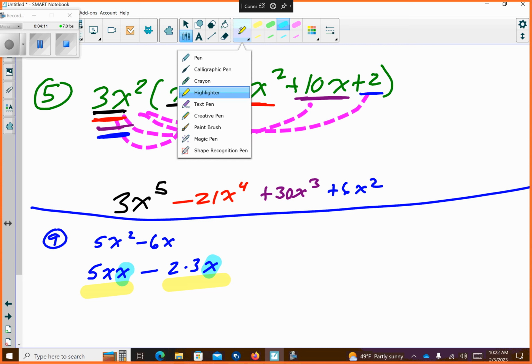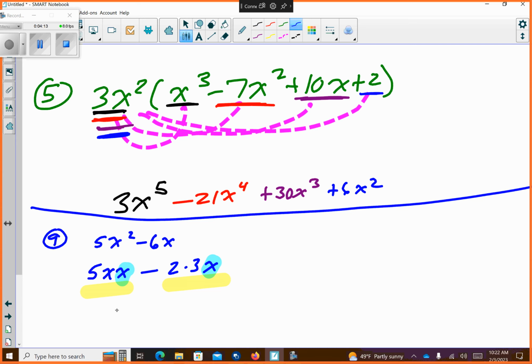That is what I can factor out. That's all I can factor out. So x comes out front. And then what do I have left here? 5x. What should I not forget to put? A minus sign. And what do I have left here if I factor an x out? 6, 2 times 3, which is 6. This problem is done.